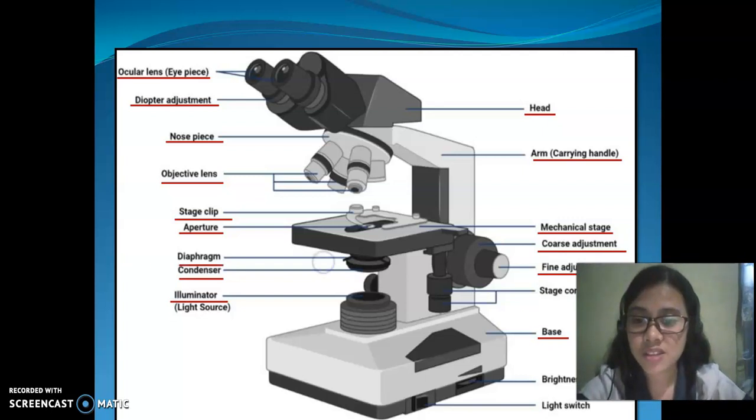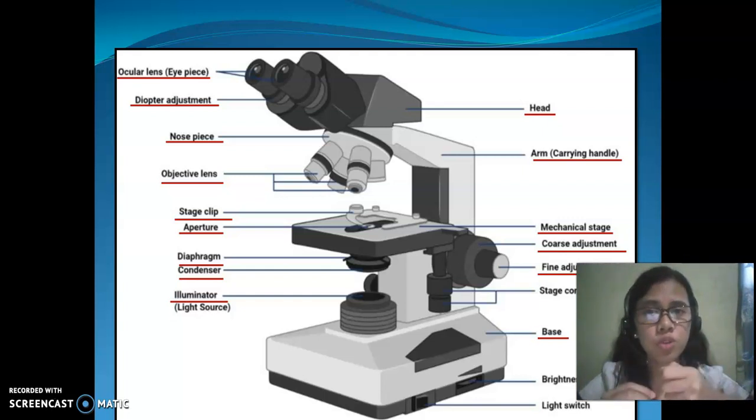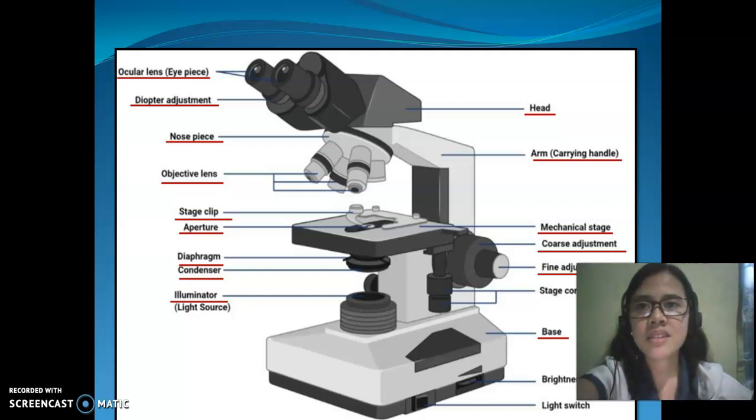The next one is the diaphragm. It is also known as the iris. It is found under the stage of the microscope, and its primary role is to control the amount of light that reaches the specimen. It's an adjustable apparatus, hence controlling the light intensity and the size of the beam of light that gets to the specimen.